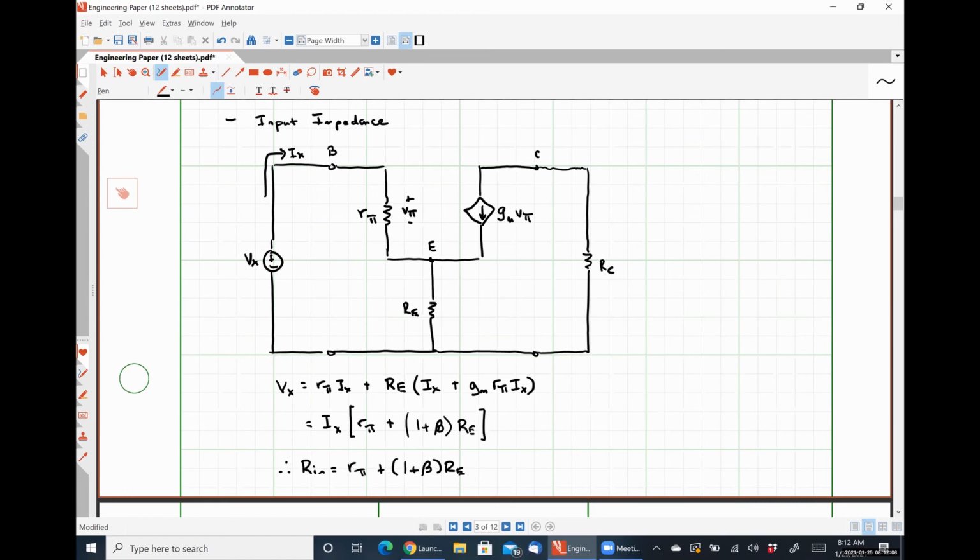So we can see that emitter degeneration increases our input resistance appreciably, and that's typically a good thing, right? For an ideal amplifier, we want to have an infinite input impedance, and we can see that this causes our input impedance to increase, so we're going to consider this to be a good result. Let's look at what happens with our output impedance.